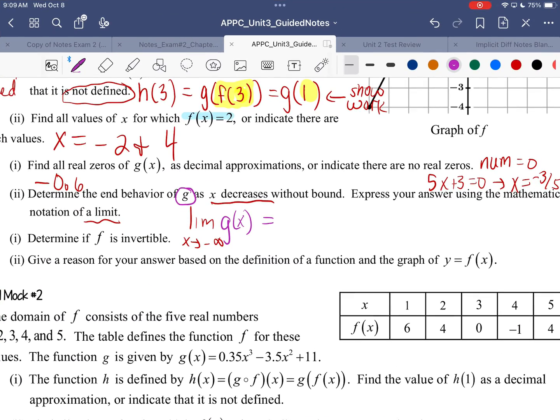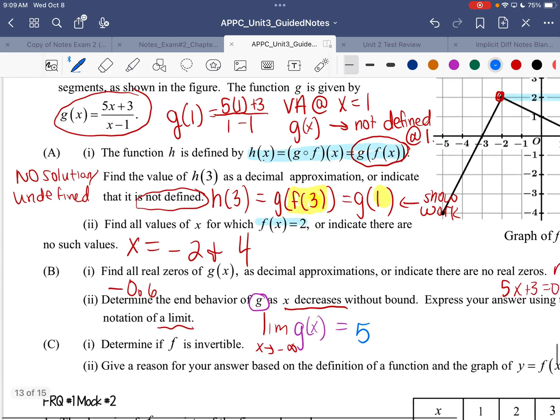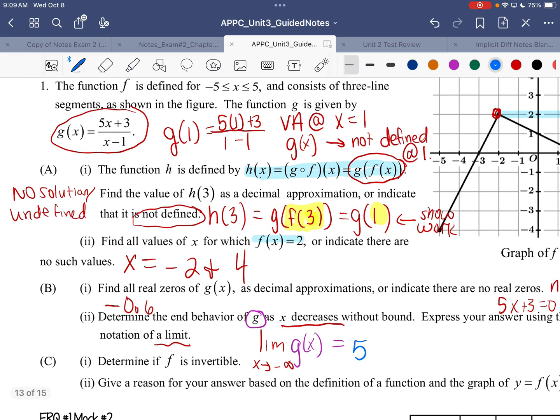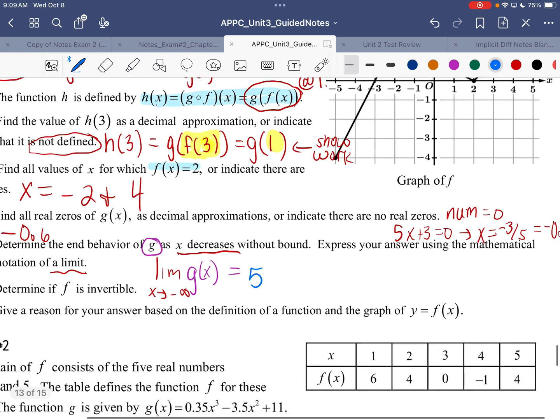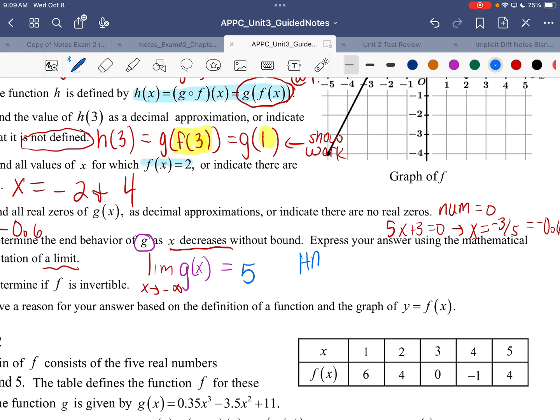Why is that true? Why would it always be approaching 5? Looking at the equation. Angus? Exactly. So there's a horizontal asymptote at y equals 5, which is what either end is always going to approach in a rational function.